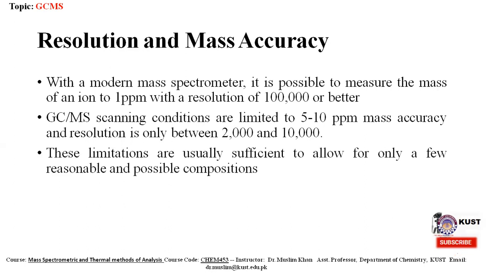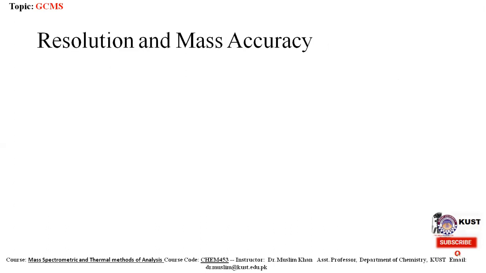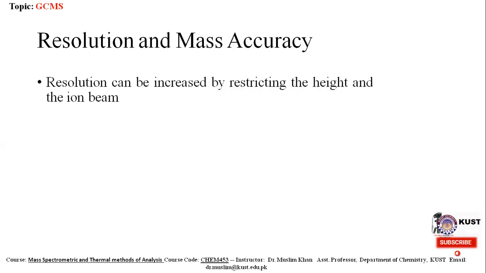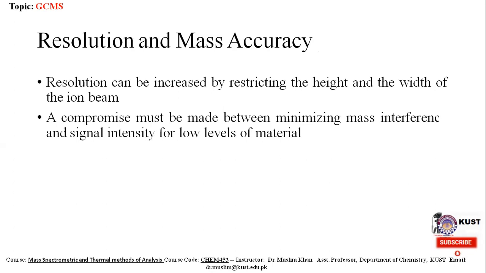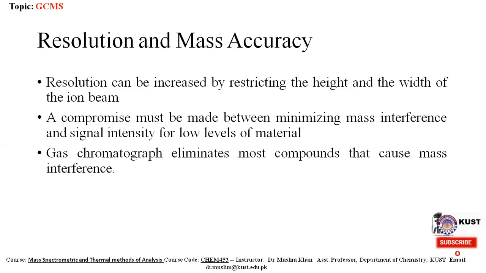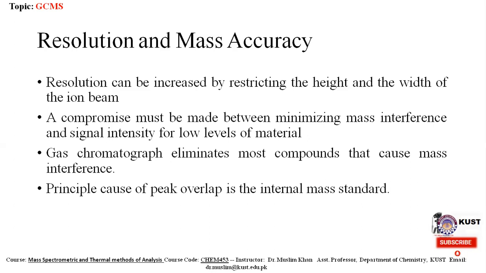These limitations are usually sufficient to allow for only a few reasonable and possible compositions. Resolution can be increased by restricting the height and width of the ion beam. A compromise must be made between minimizing mass interference and signal intensity for low levels of material. Gas chromatography eliminates most compounds that cause mass interference. The principal cause of peak overlap is the internal mass standard.